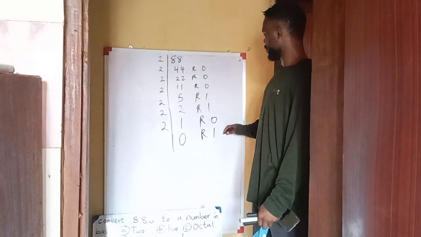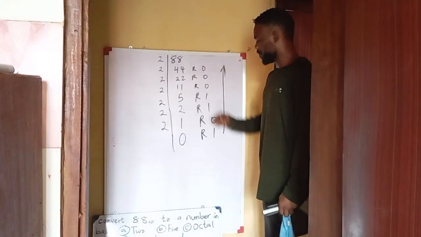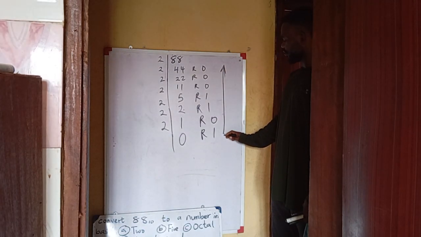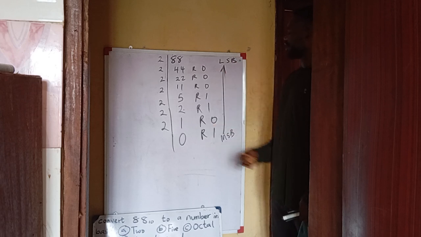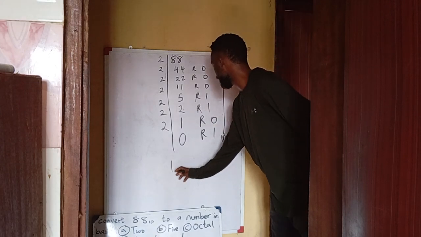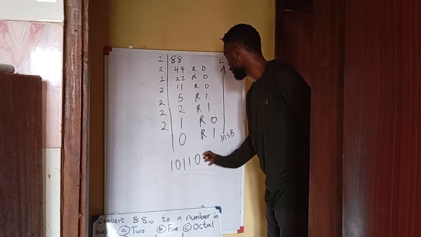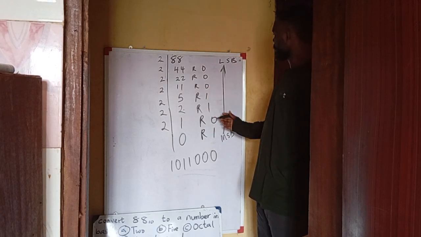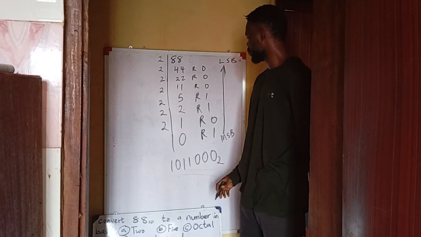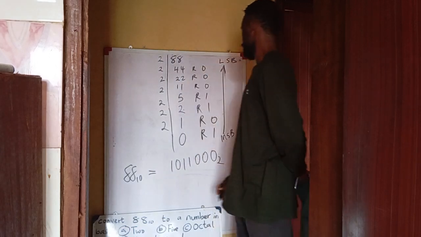The answer is going to be gotten by taking the remainders. And see the way we do it, we move up. This part where we start, going up, we call the MSB, the most significant bit, and the bottom one we call the least significant bit. So I'll write it as 1, 0, 1, 1, 0, 0, 0. You see it? And it's in base 2 that we're taking it to. So notice that 88 in base 10 is equal to this value.